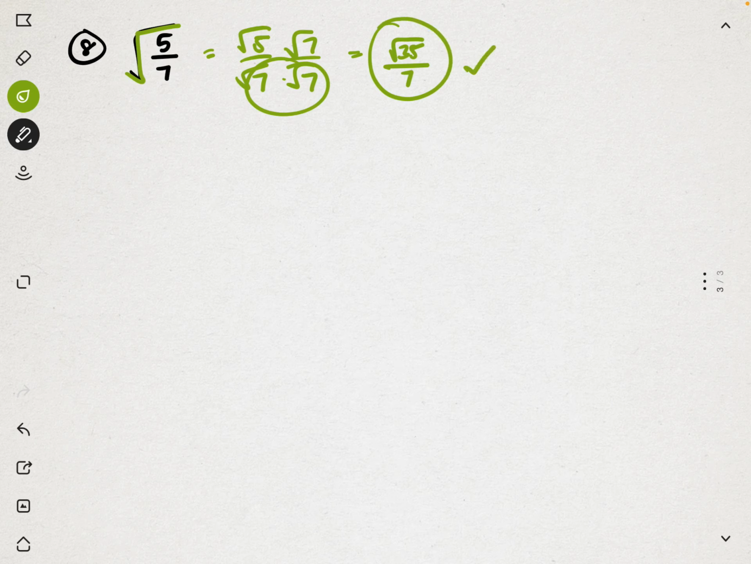Okay, so something new, something that you're going to be expected to do from now on in all your higher level math. Anytime you have a square root in the denominator, we're going to have to rationalize it. So be aware of it and remember that it's pretty simple. You just got to multiply by the denominator, top and bottom, in order to get rid of that square root in the denominator. Okay, good job.